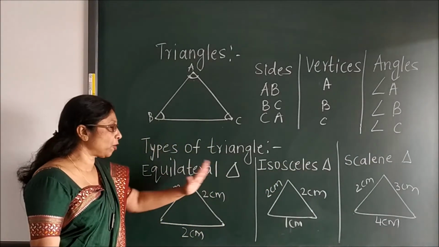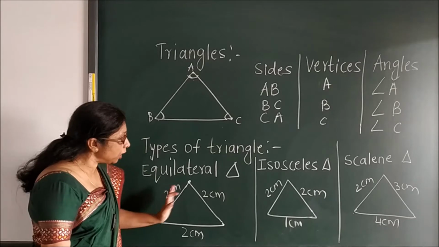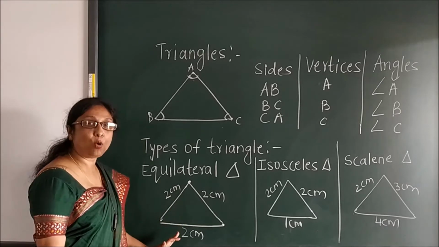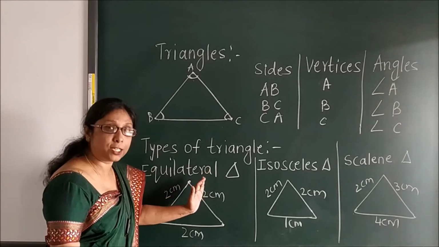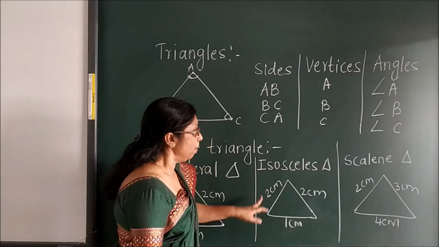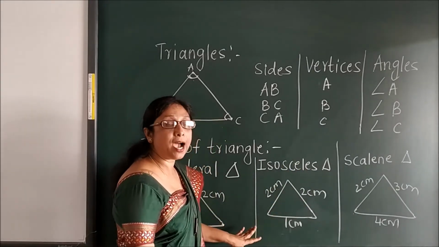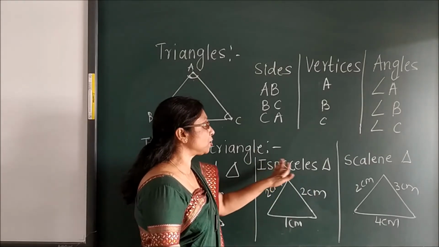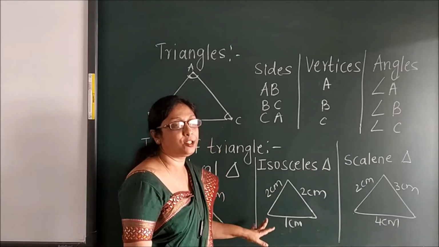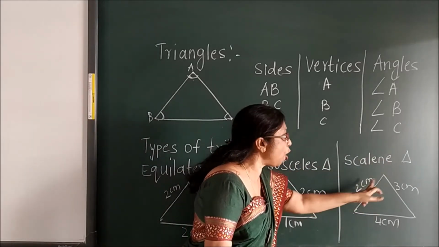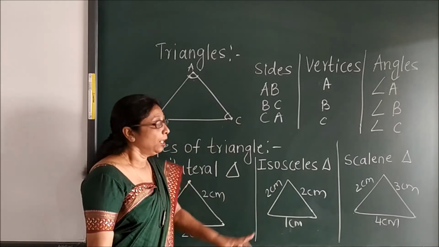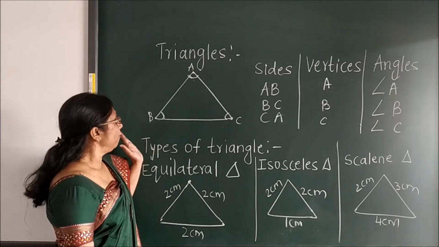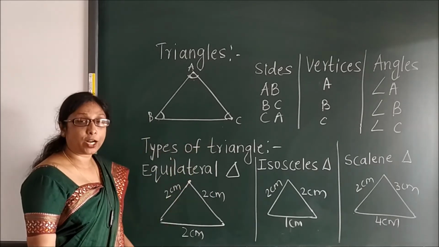Now here, the equilateral triangle, you can see the figure. All the sides of the triangle are equal. When all the 3 sides of a triangle are equal, we call it an equilateral triangle. Then the isosceles triangle. You see here 2 sides of the triangle are the same. When 2 sides of a triangle are the same, we call it an isosceles triangle. This is the sign of equal sides, children. Then the scalene triangle, when all the 3 sides of a triangle are different. The measures of the 3 sides are different. We call it a scalene triangle. In this way, you can classify the types of triangle.